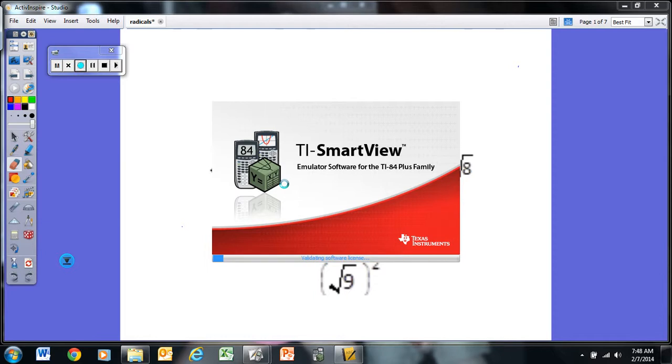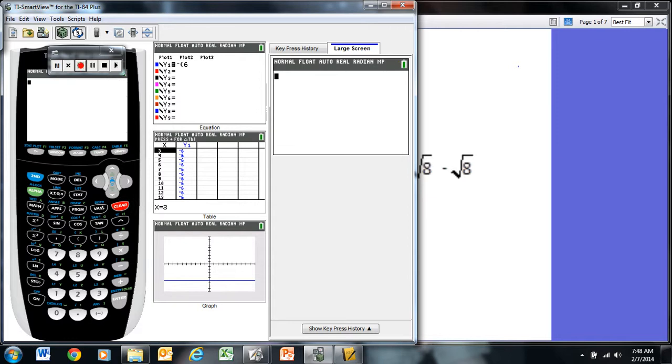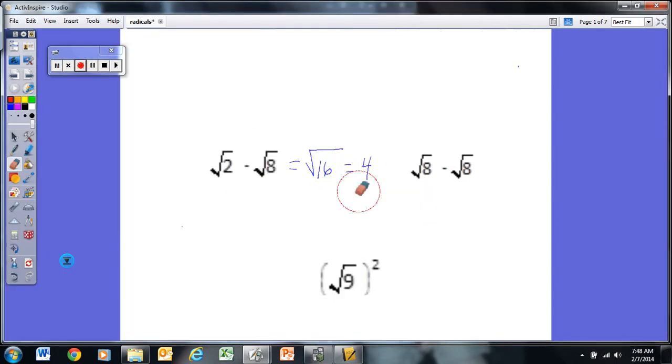Let's look if this ever opens. So let's clear all this. Square root is above x squared. Square root of 2 times square root of 8. It's going to say 4. Okay, that's what we just talked about right there.